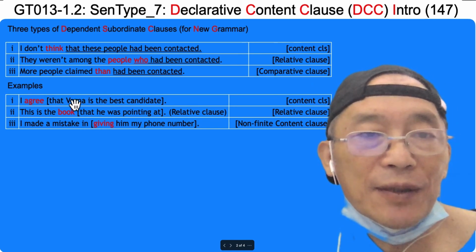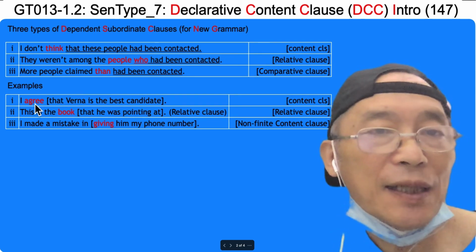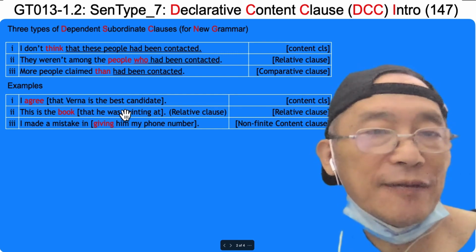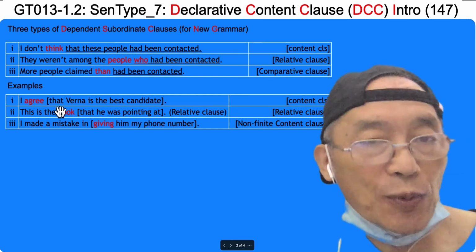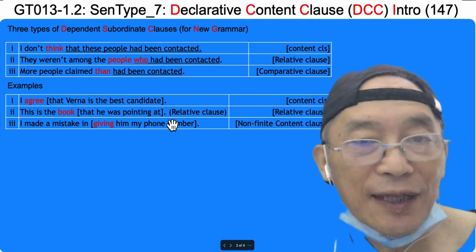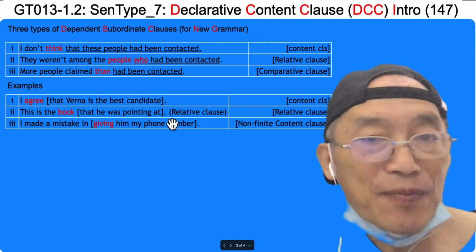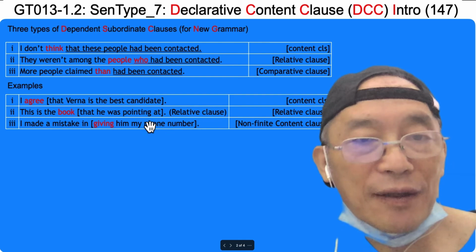So examples, yeah, declarative content clause. This verb can take a declarative content clause. It's pretty short, so that is optional. This is the book that was pointing at, okay, something missing. So that's typical for a relative clause.